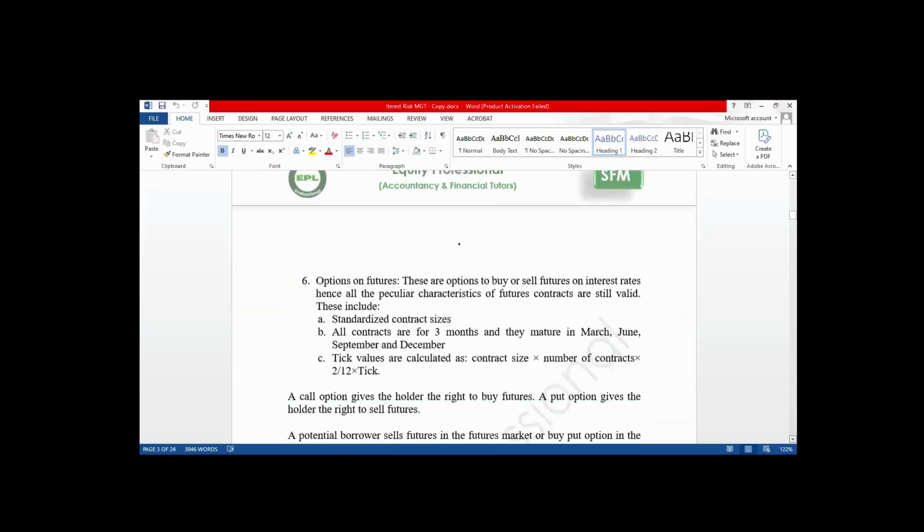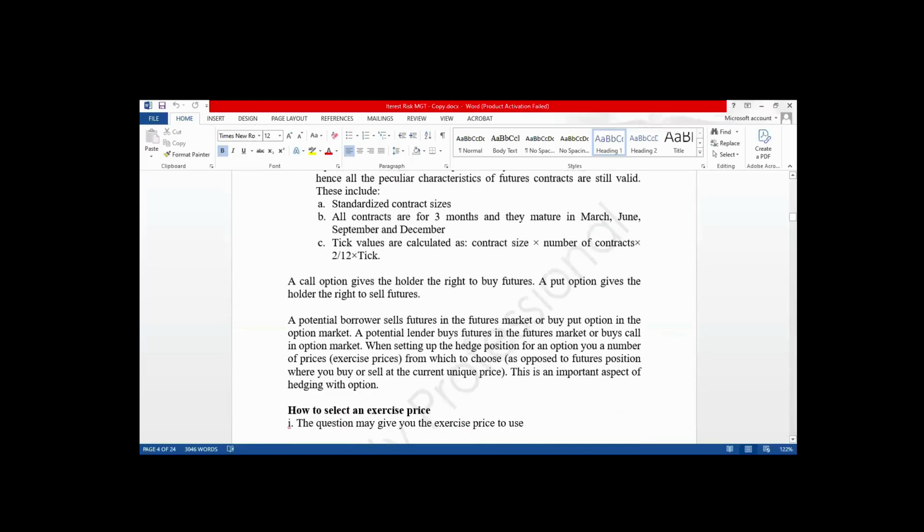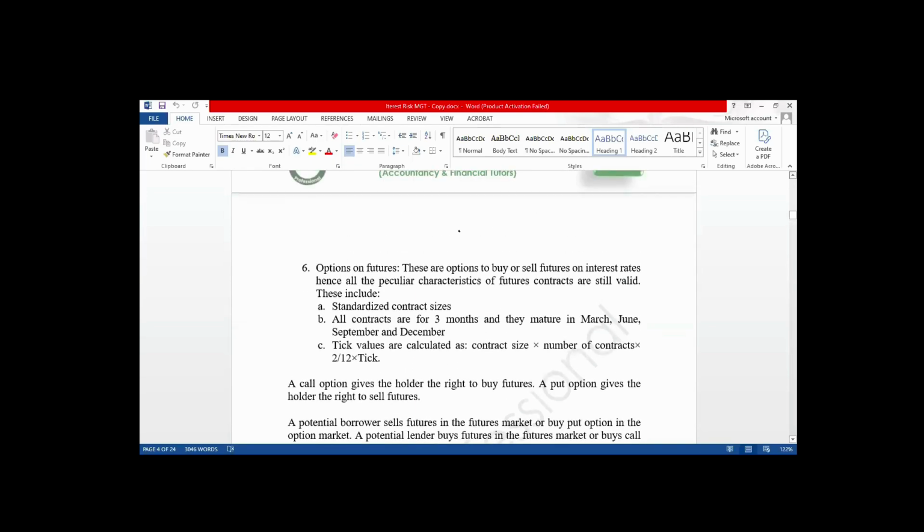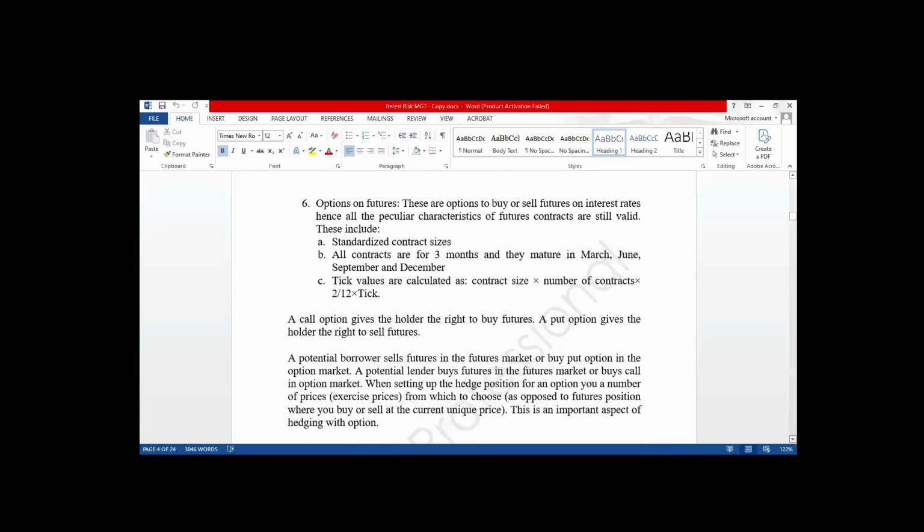We discuss options on interest rate futures. These are options to buy or sell futures on interest rates. Hence, all the peculiar characteristics of futures contracts are still valid. We rounded up our explanation with interest rate swap.